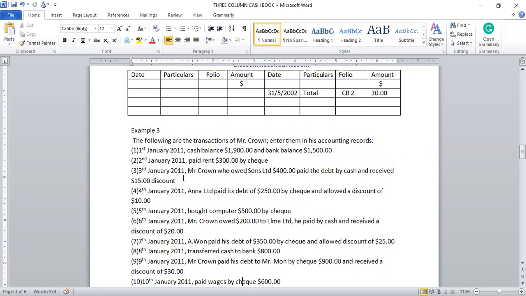3. 3rd January 2011. Mr. Crown, who owed Sons Limited $400, paid the debt by cash and received $15 discount. 4. 4th January 2011. Anna Limited paid his debt of $250 by check and allowed a discount of $10. 5. 5th January 2011. Bought computer $500 by check. 6. 6th January 2011. Mr. Crown owed $200 to Lime Limited. He paid the cash and received discount of $20.